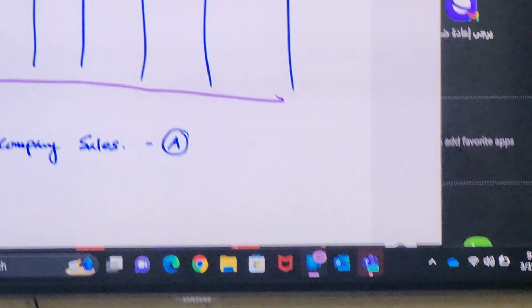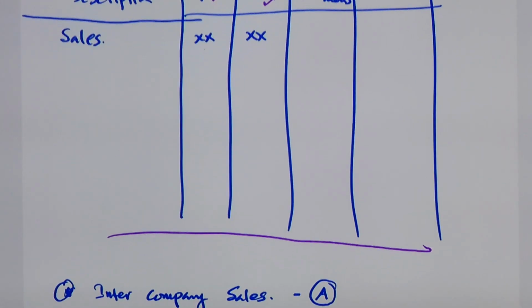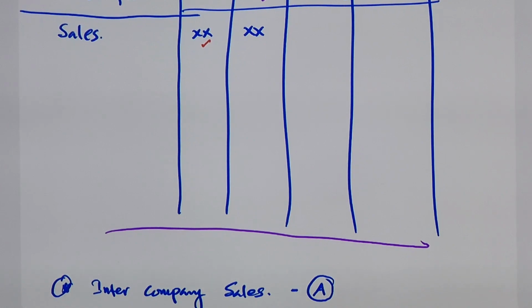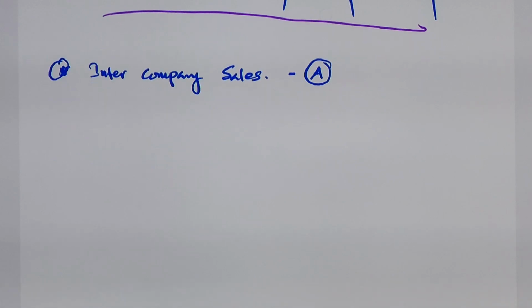So when I have to consolidate, let's say the intercompany sales here is dollar A, assume. Now in this scenario, as I explained to you, the subsidiary is selling goods to the parent, and the sales value is dollar A. Okay, let me put down a number.